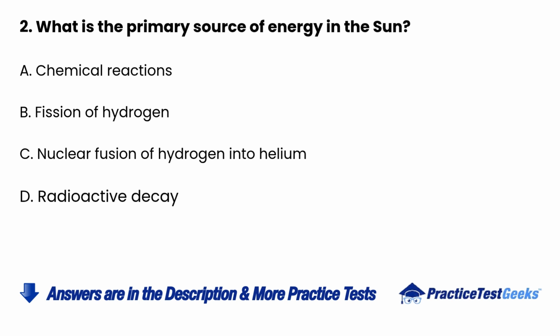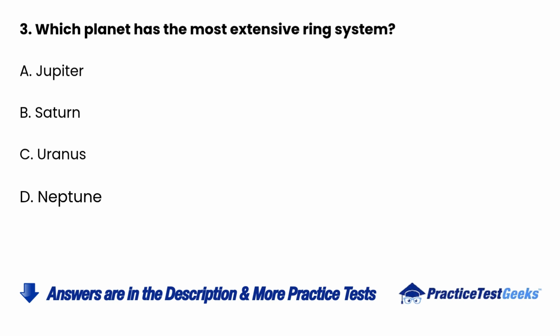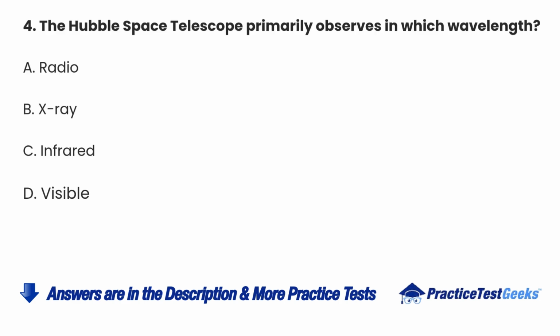A. Chemical reactions. B. Fission of hydrogen. C. Nuclear fusion of hydrogen into helium. D. Radioactive decay. 3. Which planet has the most extensive ring system? A. Jupiter. B. Saturn. C. Uranus. D. Neptune. 4. The Hubble Space Telescope primarily observes in which wavelength?